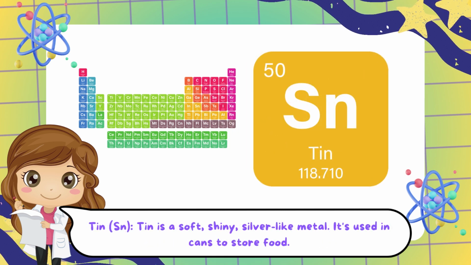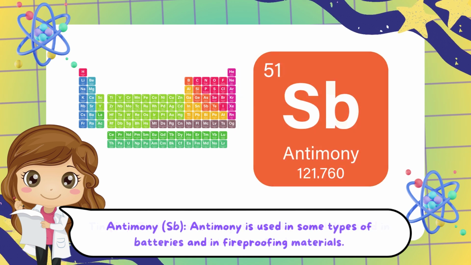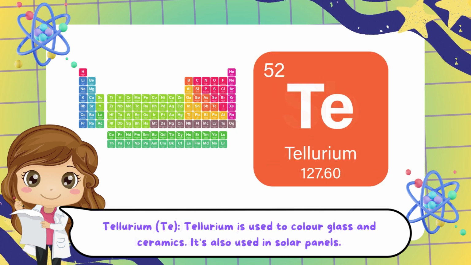Tin, S-N. Tin is a soft, shiny, silver-like metal. It's used in cans to store food. Antimony, S-B. Antimony is used in some types of batteries and in fireproofing materials. Tellurium, T-E. Tellurium is used to color glass and ceramics. It's also used in solar panels.